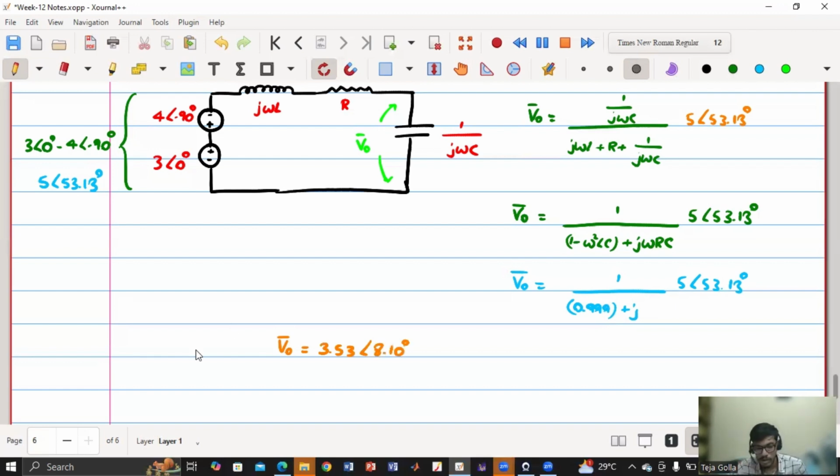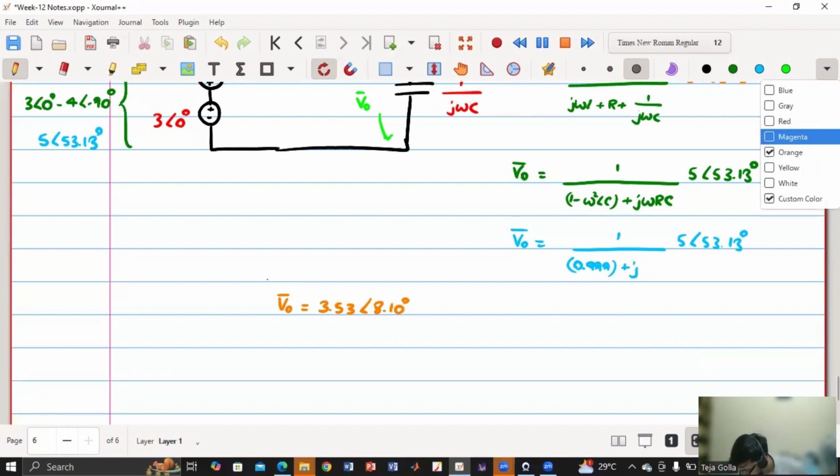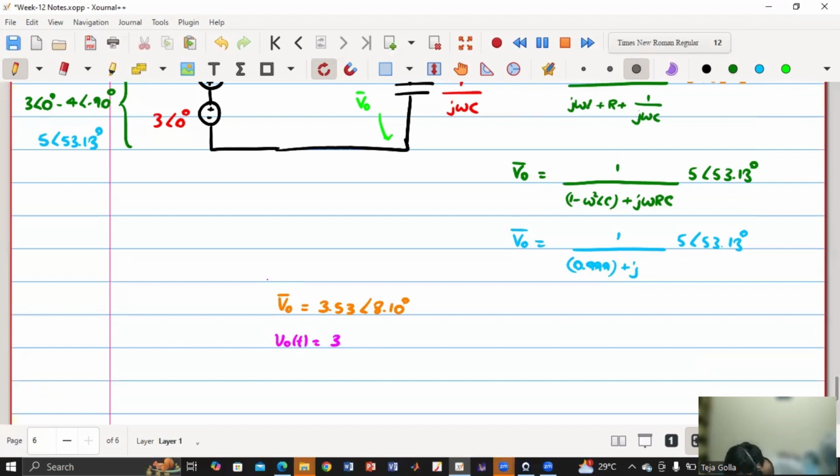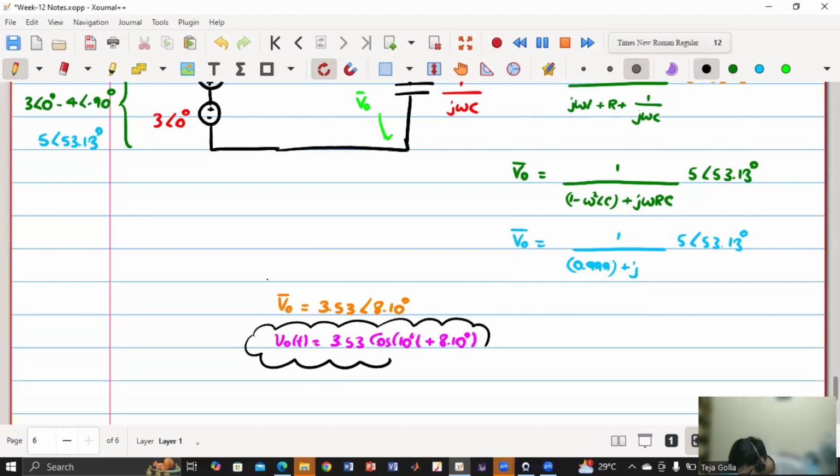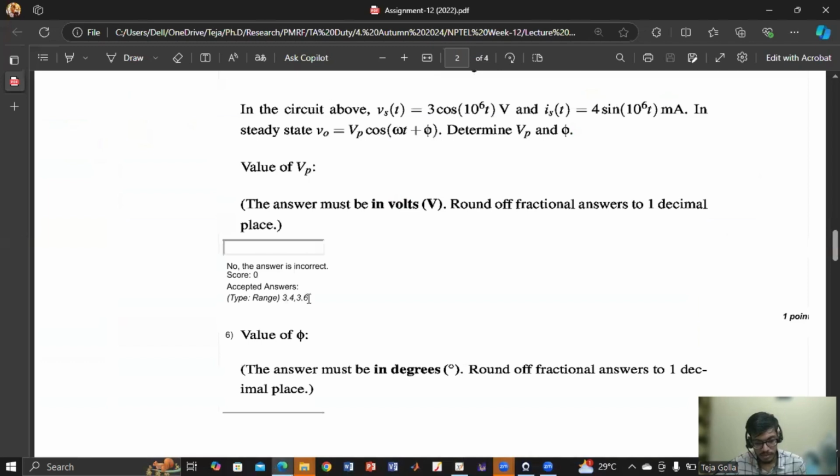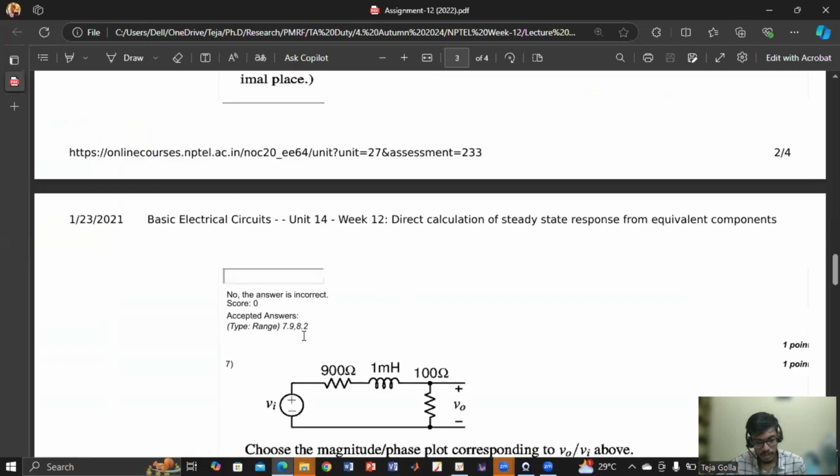So now what will be V naught of t? 3.53 cos of omega t plus 8.10. Okay, let us go and check whether our answer is matching or not. It is 3.53, which is matching, and the angle we are getting is 8 point something, which is also matching. How much were we getting? 8.10. So it is in the range.